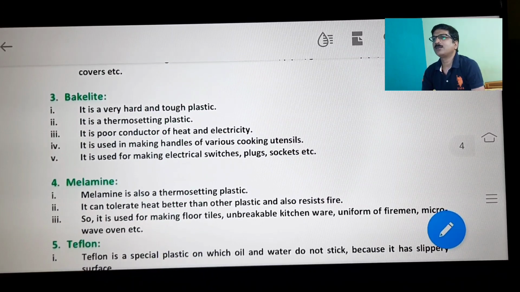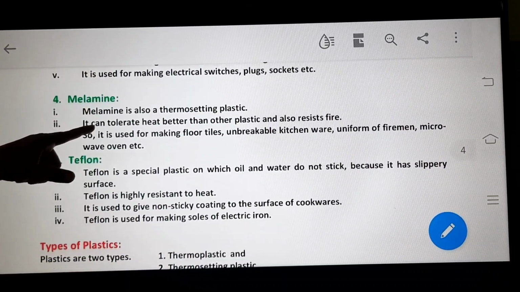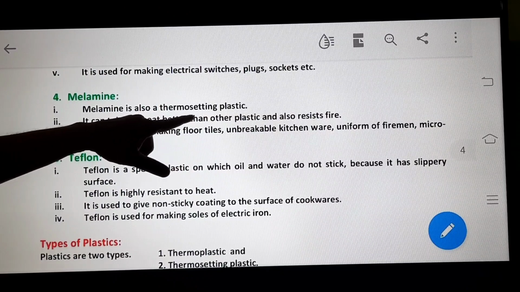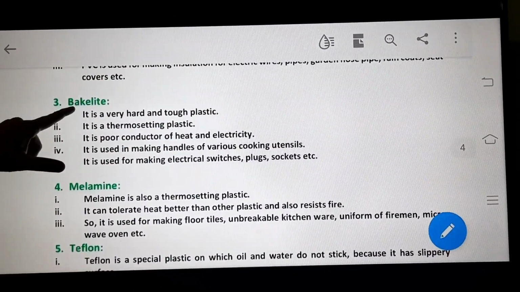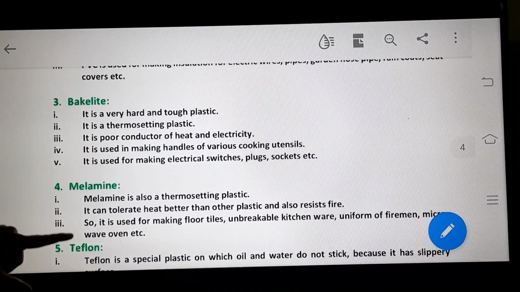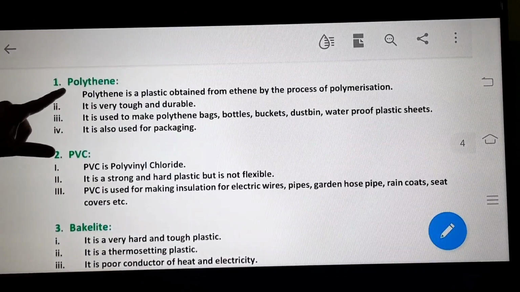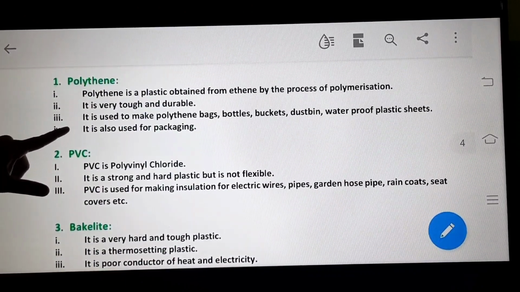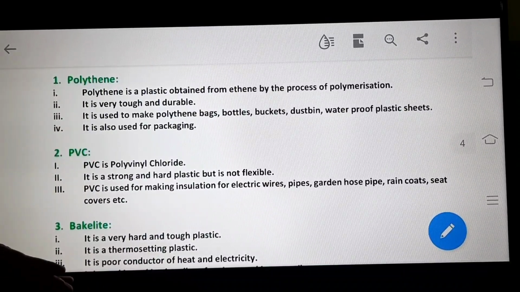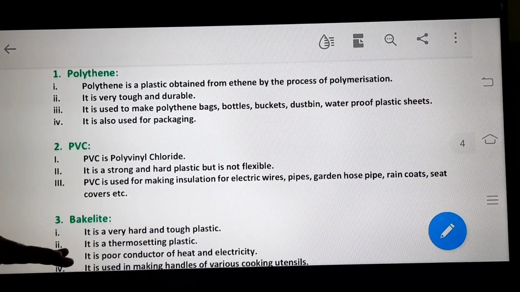Okay. Then next we go for the melamine. This melamine is also a thermosetting plastic. I have told you that bakelite, melamine, Teflon, these three are thermosetting plastics, whereas PVC, polythene, these are thermoplastics. Later we will discuss what is thermoplastic and thermosetting plastic and what are the differences between them.